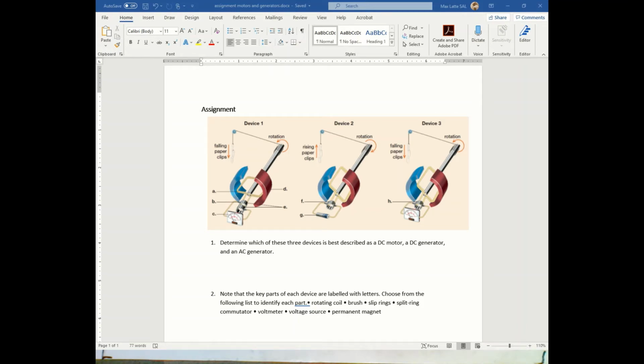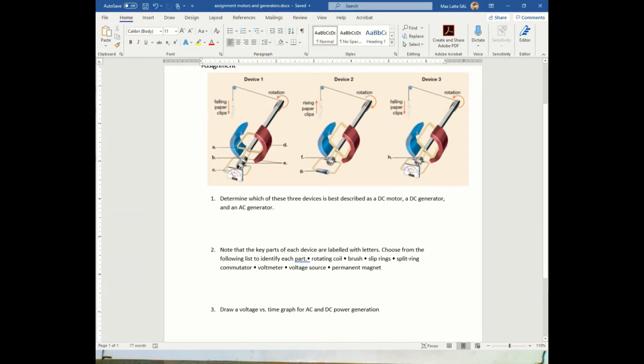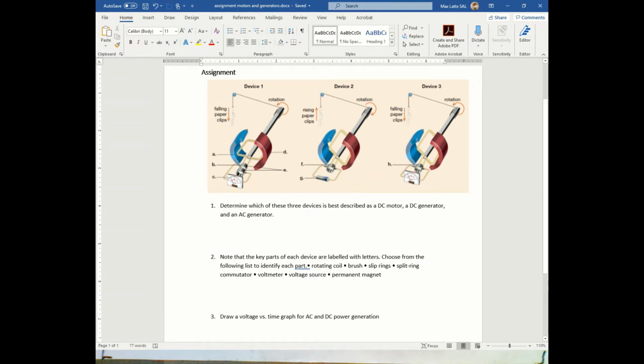Hey, I wanted to record a video on going through the assignment, so I will do that. Determine which of these three devices is best described as a DC motor, a DC generator, and an AC generator. Okay, so you can see we have the single ring here, which is a split.